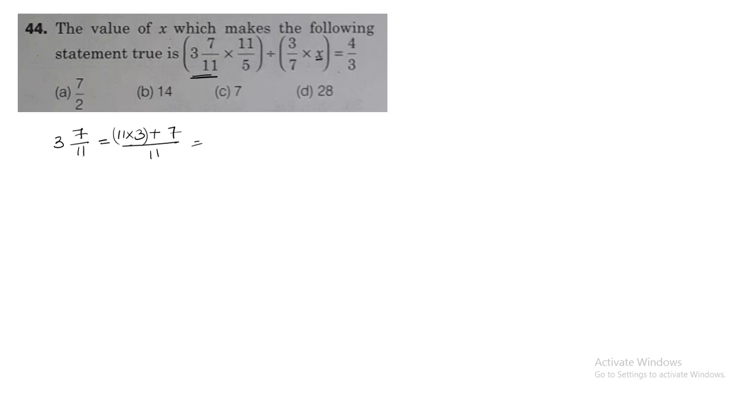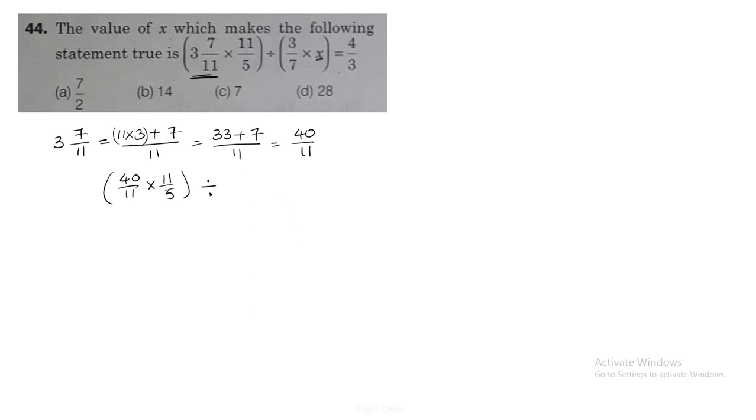Now this I can write as 11 3s are 33. So 33 plus 7 by 11. So 33 plus 7 is 40. So 40 divided by 11. So this mixed fraction value is 40 by 11. Now writing down the value: 40 by 11 into 11 by 5 divided by 3 by 7.